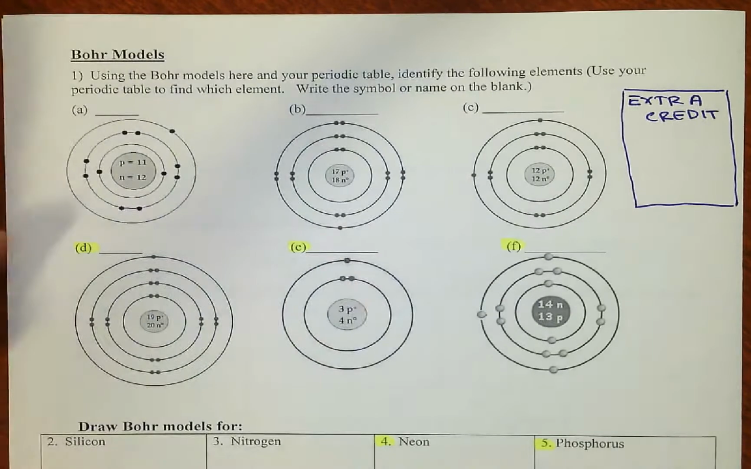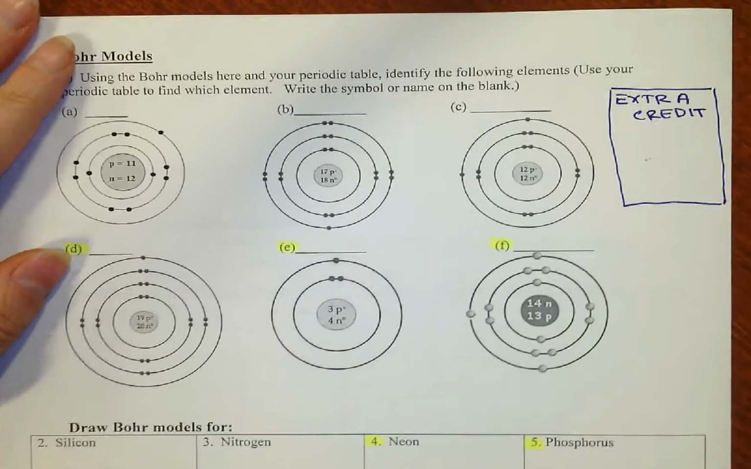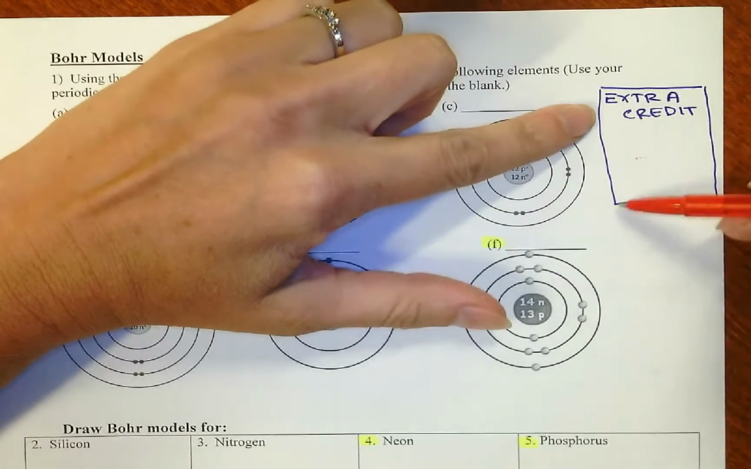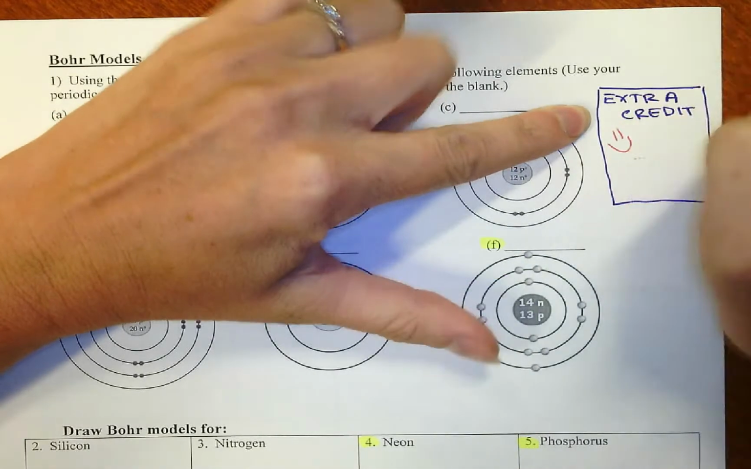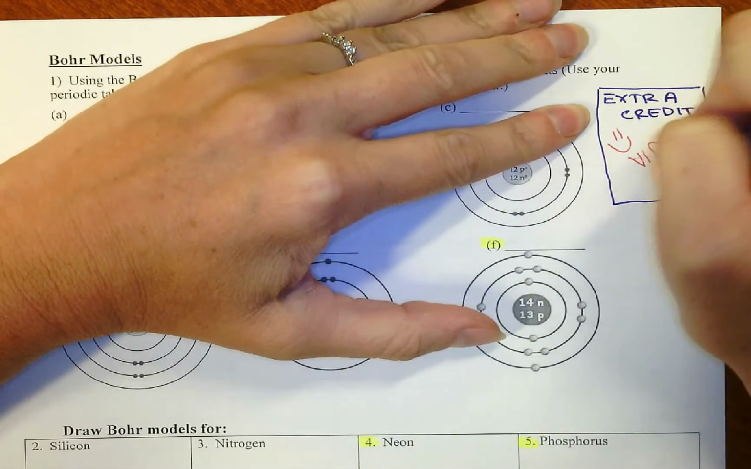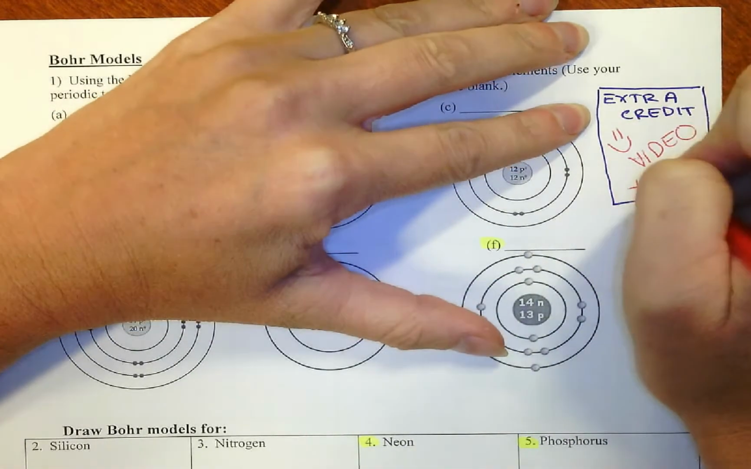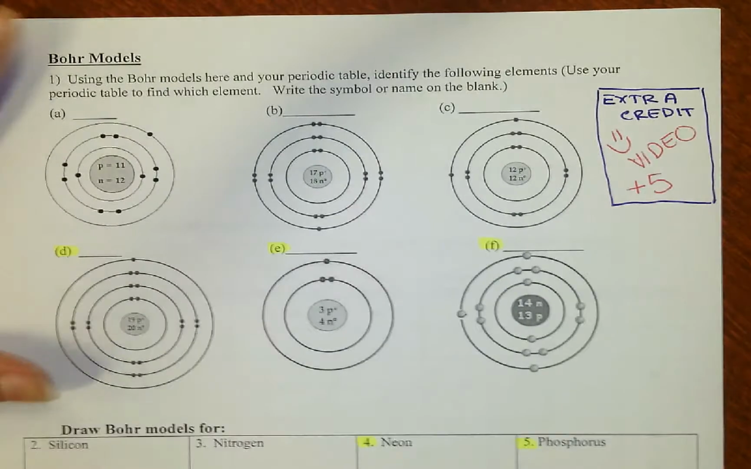For finding one of our early video tutorials, you get extra credit. So go ahead and write this down, please, in the box. Put extra credit, give us a smile, and say video. And then plus 5.